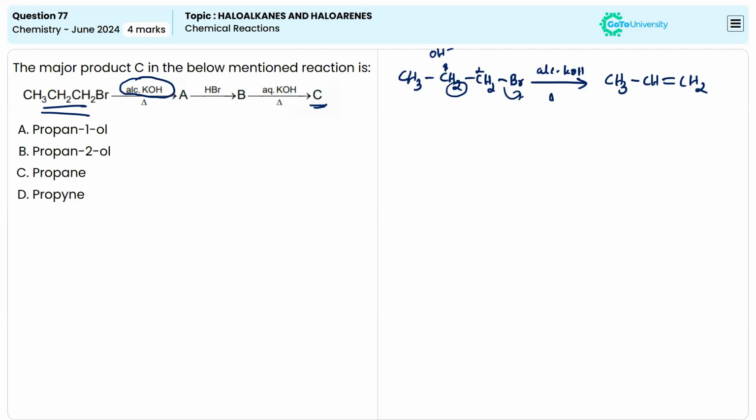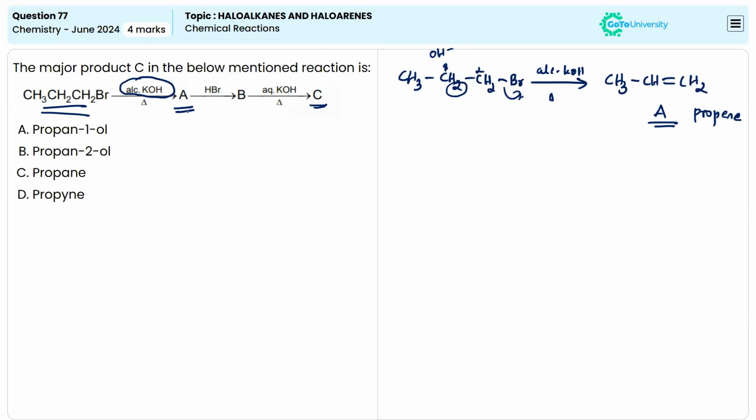Elimination here is also called dehydrohalogenation, which means hydrogen is removed and halogen is also removed. So this is A, that is propene. Okay, so A is propene.